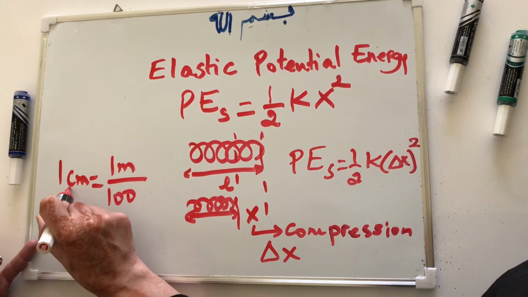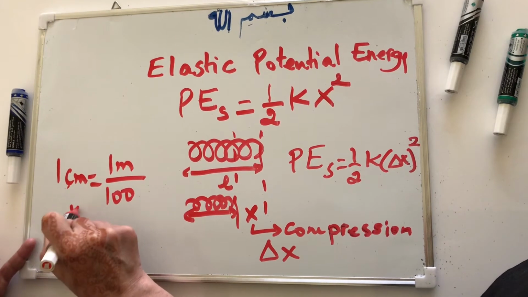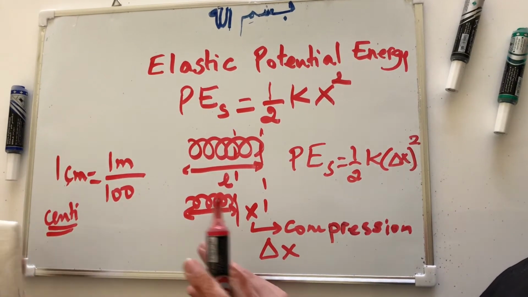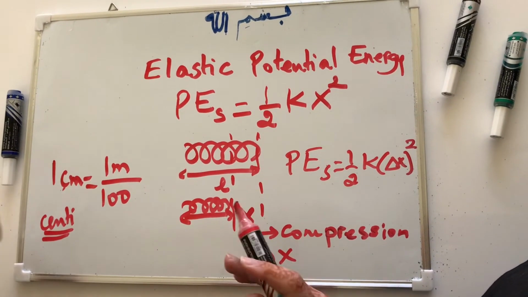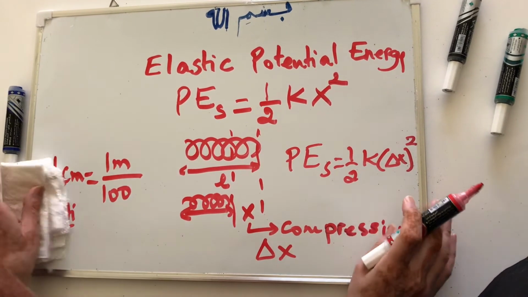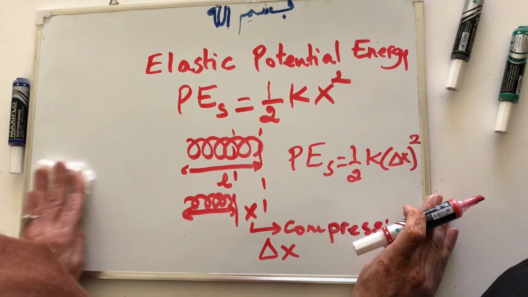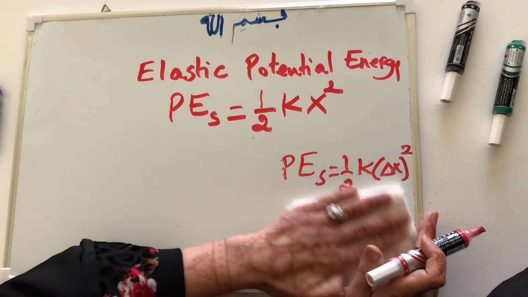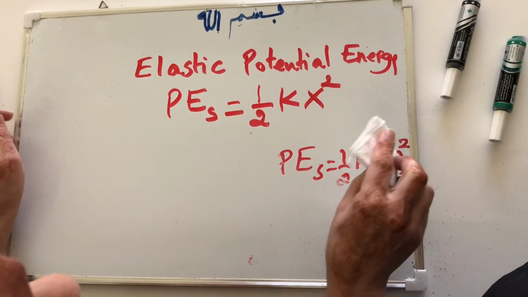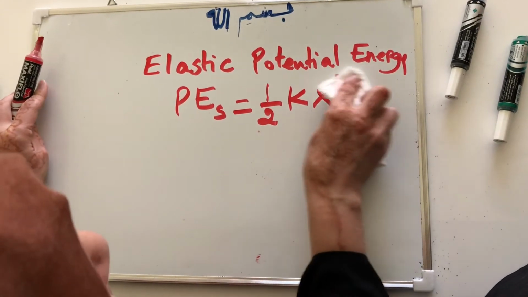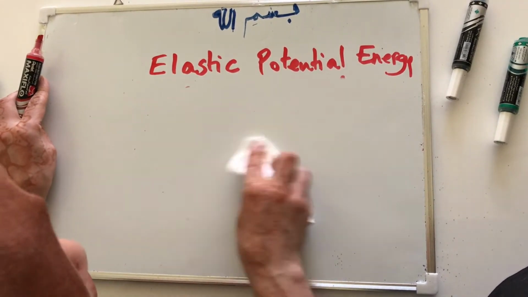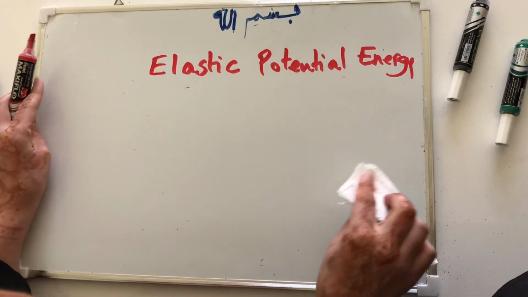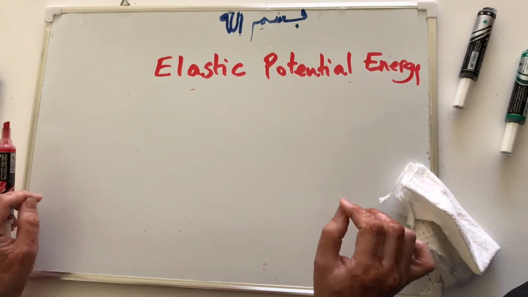That's why you need to know that 1 centimeter is 1 meter divided by 100. You see here the centi. Centi is 1/100. In French, they say centimètre, okay? Just to lighten your revision a little bit. Now that you know what the potential elastic energy means, it is the energy that we store in a spring if we compress it or if we stretch it.